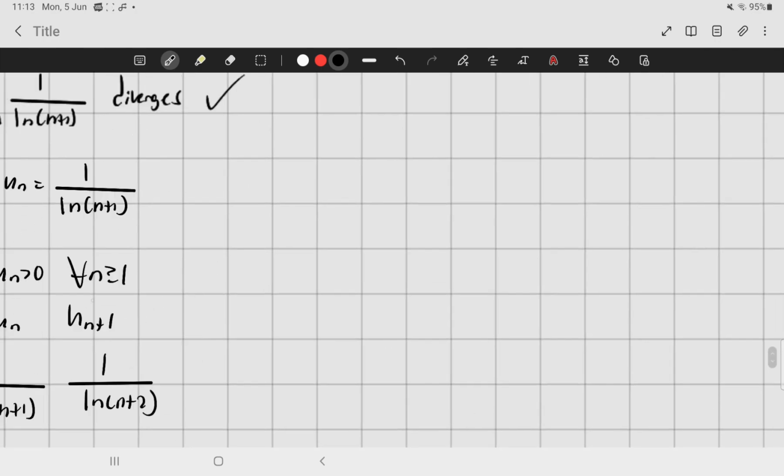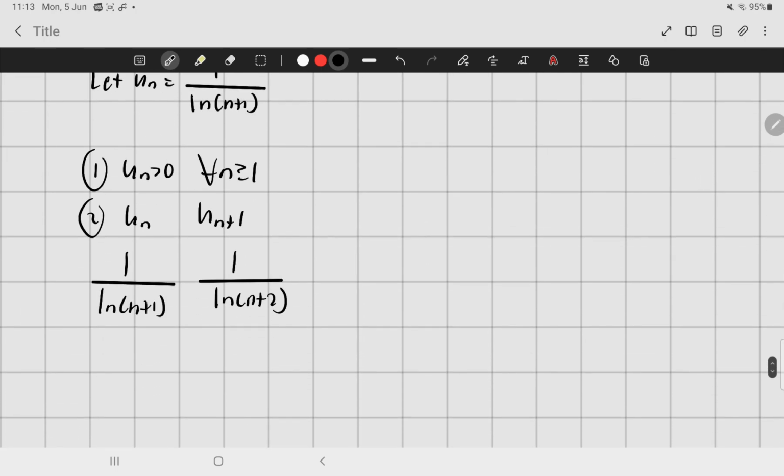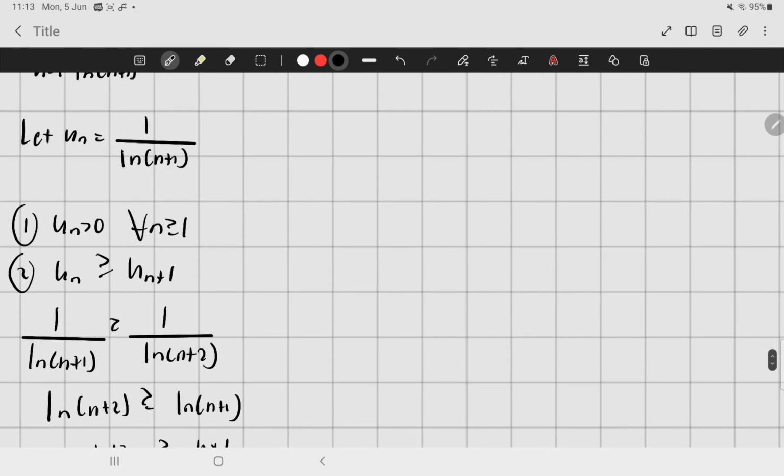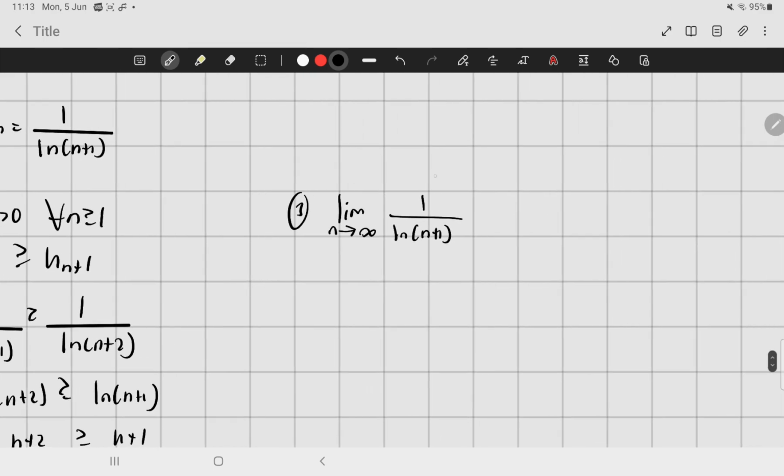So here you take ln on both sides, you will have ln n plus 2 versus ln n plus 1, raise e, and you will have n plus 2 versus n plus 1, 2 versus 1. It's true for all n larger or equal to 1. Now the final one, the limit, and we all know the limit approaches 0, because as n approaches infinity, the denominator approaches infinity, the whole term approaches 0. Therefore, by the alternating series test, this converges.